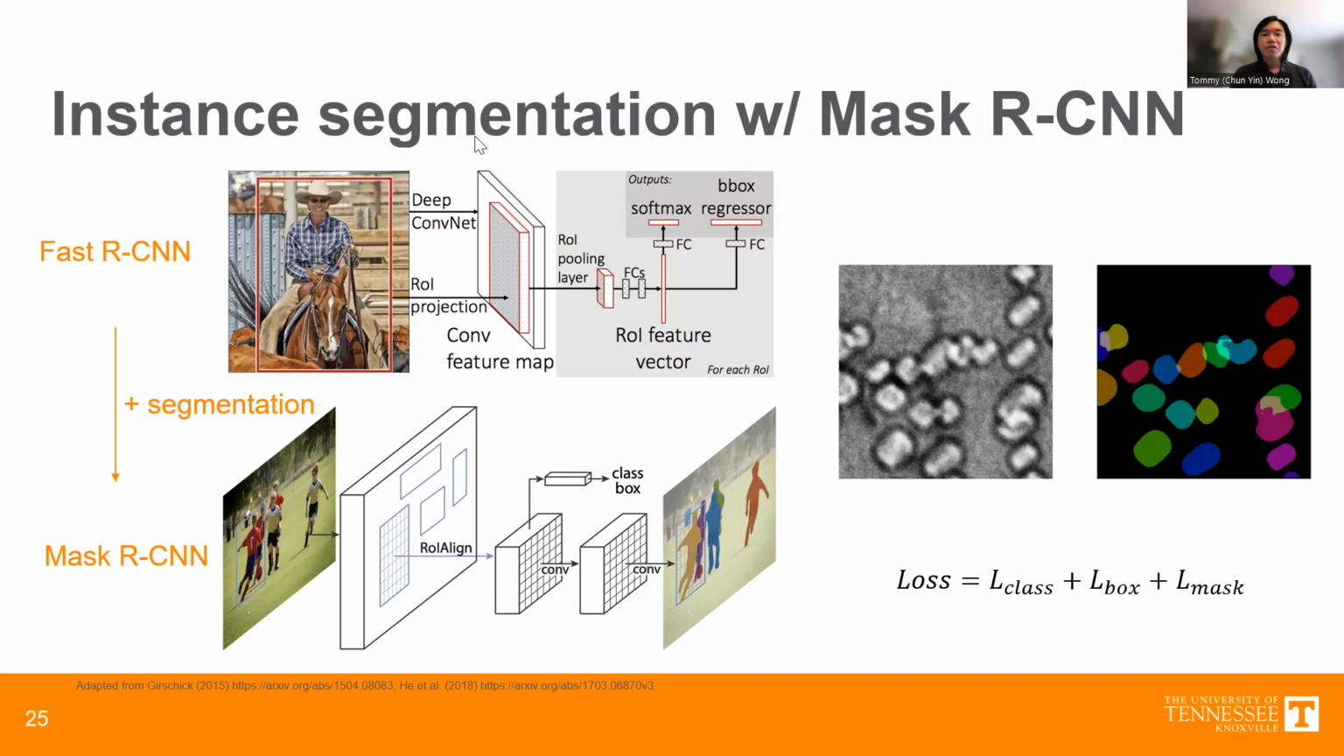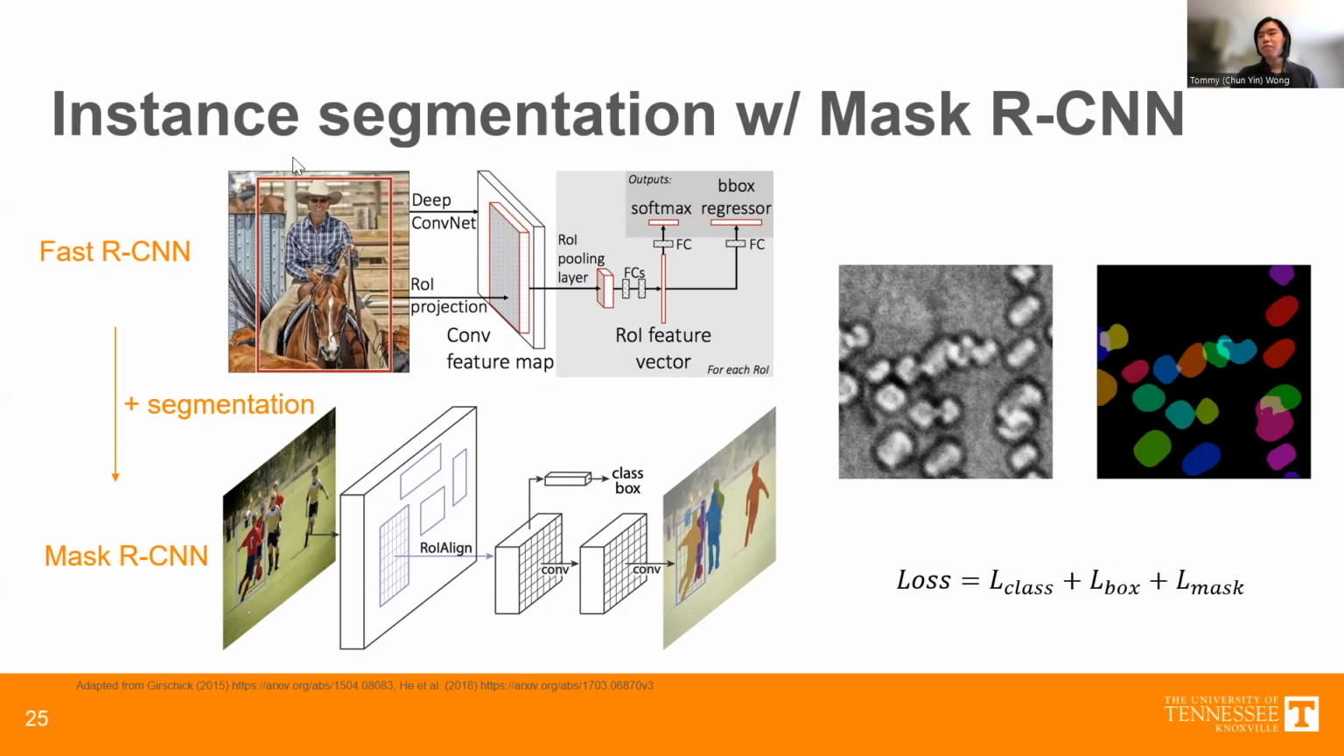And so then the next step would be to perform instance segmentation with masked RCNN. This is our final section of the day. We'll spend the next 30 minutes going over it.